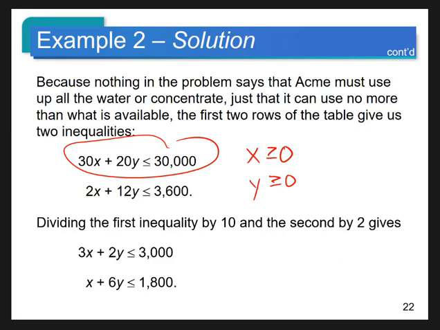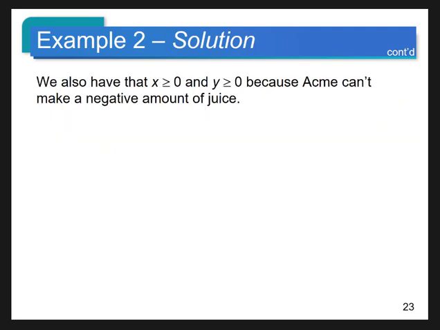Now they are simplifying these equations. They divide this one by 10 to get that simplified inequality, divide that one by 2 to get that simplified inequality. It really doesn't matter. It's going to graph the same lines anyway, but it's nice to simplify and make them easier to work. As I said, we got to add the x is greater than or equal to 0 and the y is greater than or equal to 0 because you can't make a negative amount of juice.